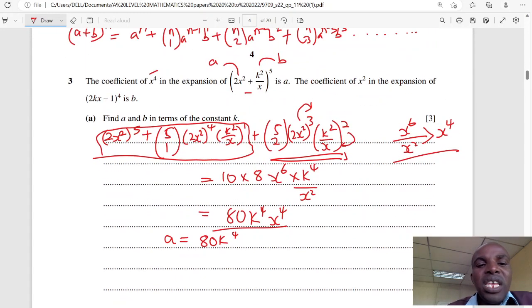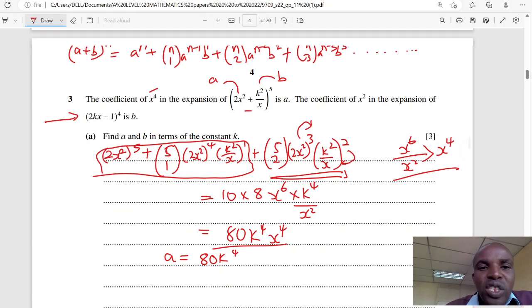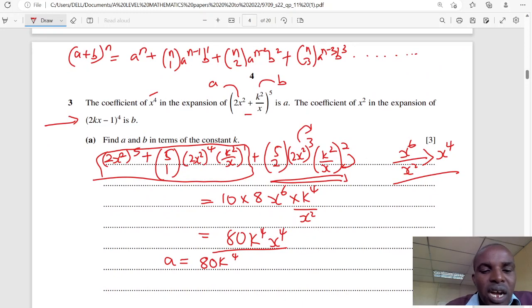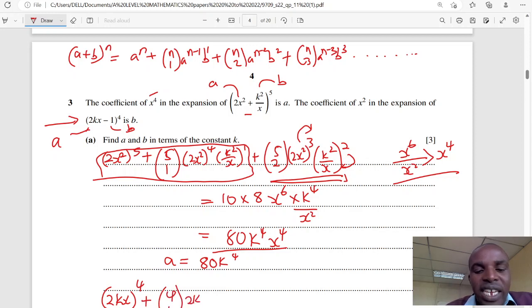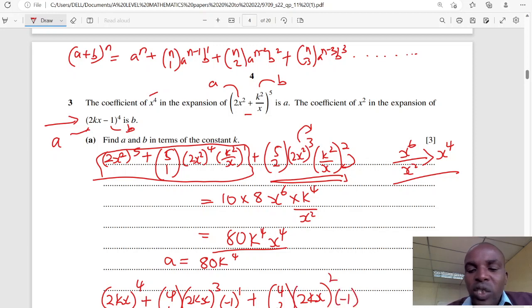That's my a. Then for b, I expand this part to find the term in x squared. I use the same formula. So it will be, in this expression, this one is my a, 2kx. Then b is minus 1. So it will be a to the power n, that is 2kx to the power n, that is 4. Then plus n choose 1, 4 choose 1. Then 2kx, that's my a, to the power 4 minus 1 is 3. Then my b is minus 1 to the power 1. Then plus 4 choose 2. Then 2kx, then squared times b, which is minus 1 to the power 2.